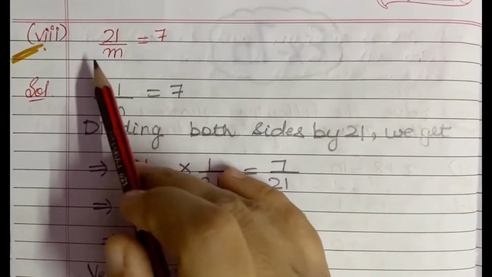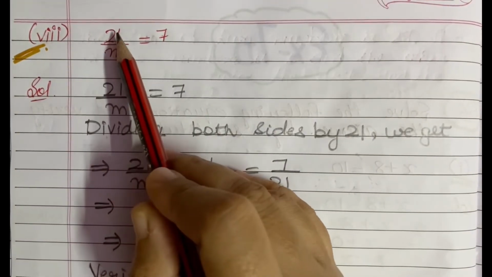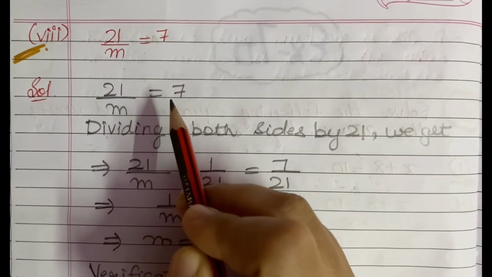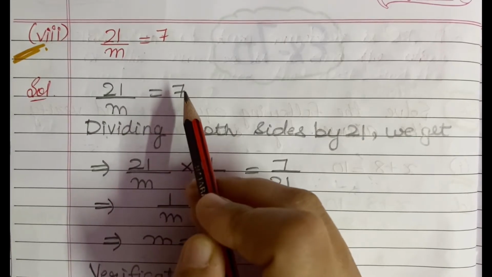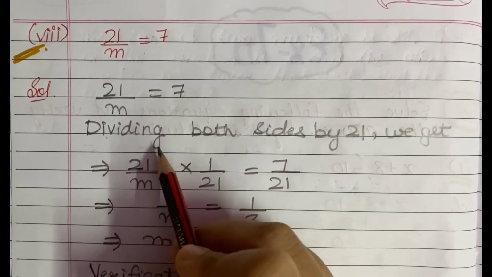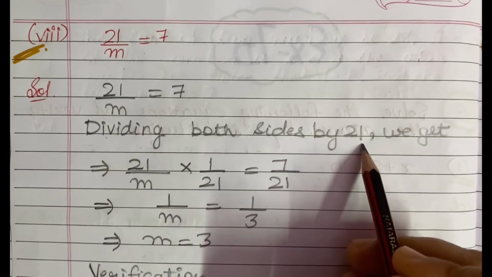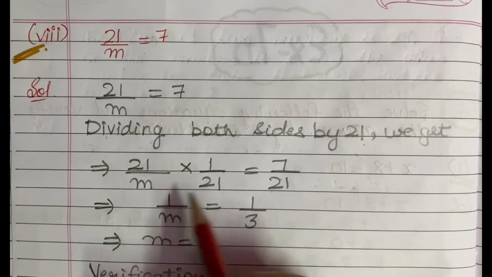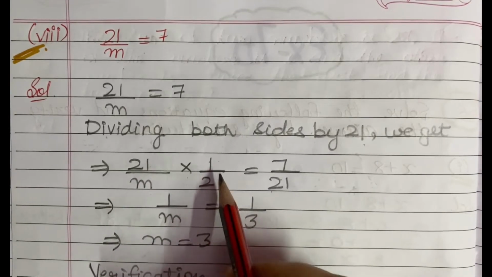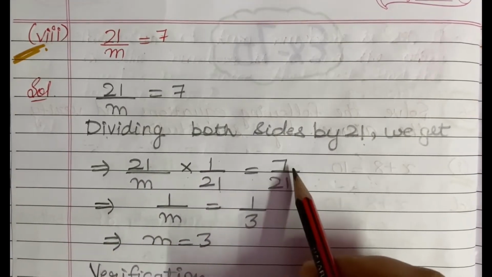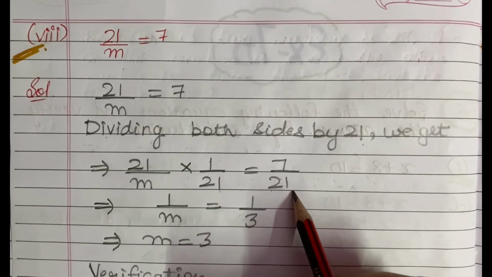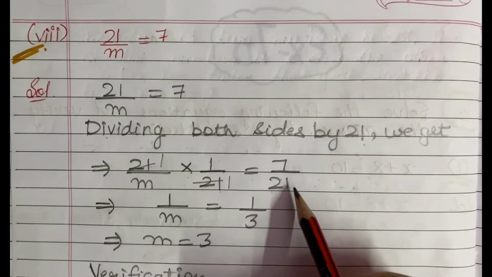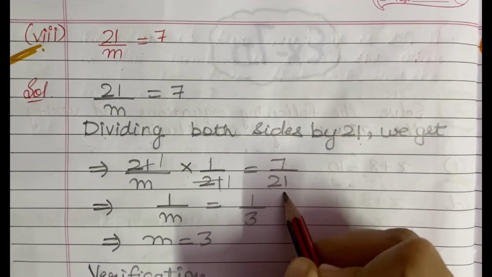Next is the 8th part, and it says that 21 upon m is equal to 7. Now in order to be left with only m on the left side, first of all we will divide both sides by 21, and on dividing both sides by 21 we get 21 upon m multiplied by 1 upon 21 is equal to 7 upon 21. Now this 21 and this 21 will be cancelled out, and in the RHS this 7 and 21 will be cancelled out.